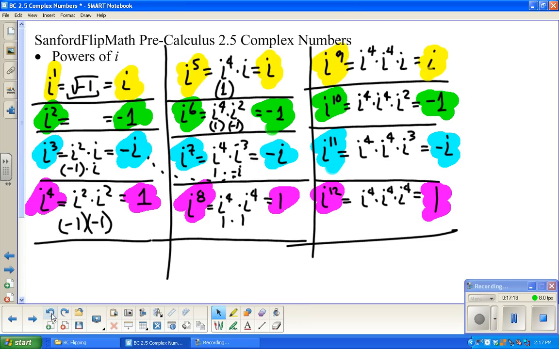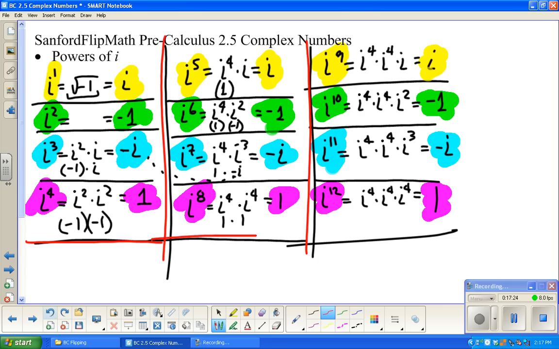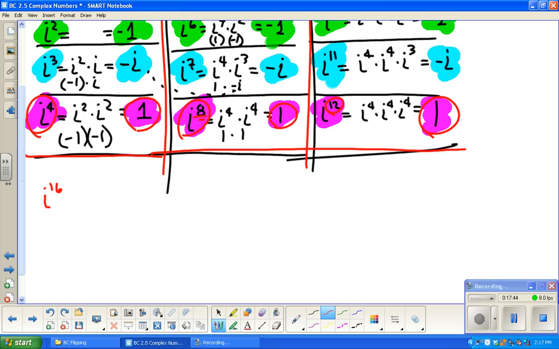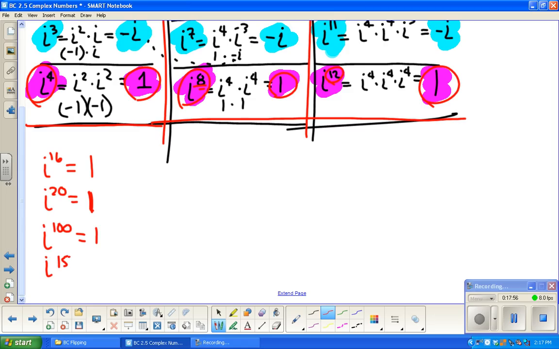Okay, so what I do need you to see is that every 4, it starts repeating. So this is all about 4s. So i to the 1 is i, and every time you get to i to the 4th, it's 1. i to the 2 times 4 is 1. i to the 3 times 4 is 1. So i to the 16th ought to be 1, i to the 20th ought to be 1, i to the 100th ought to be 1, i to the 152nd power ought to be 1, yes, that's divisible by 4.